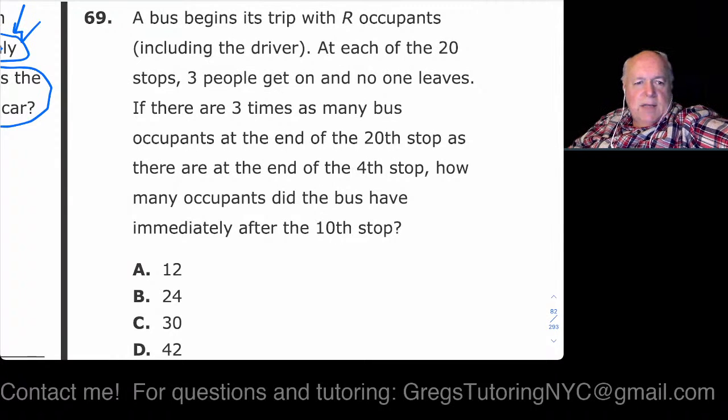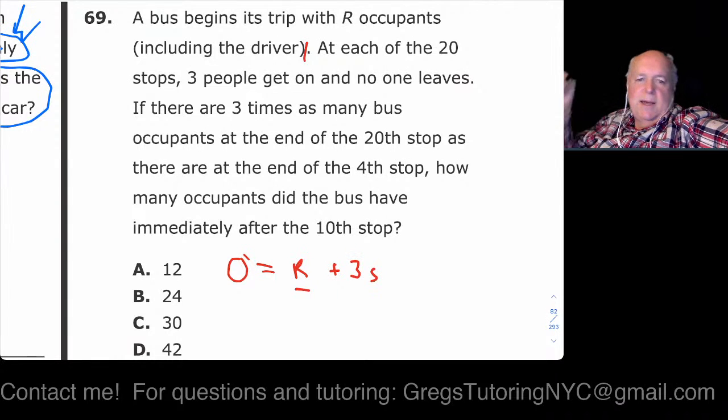All right, this is basically algebra at this point. A bus trip begins with R occupants, so the total occupants is equal to R, including the driver. At each of the 20 stops, 3 people get on and no one leaves. So if you're starting with R, there's 3 times the number of stops in people added. If you're 3 stops in, you added 9 people. If you're 10 stops in, you added 30 people. And no one leaves. So we're up to here at this point.